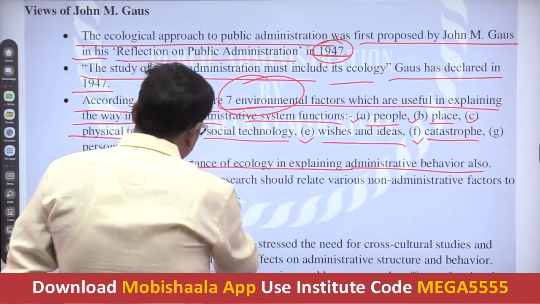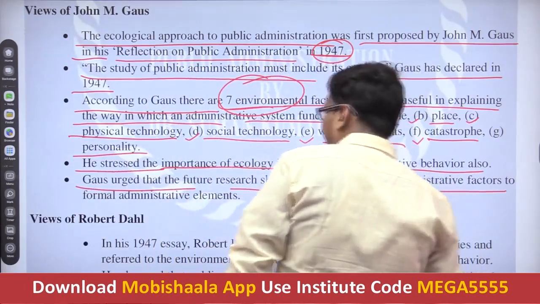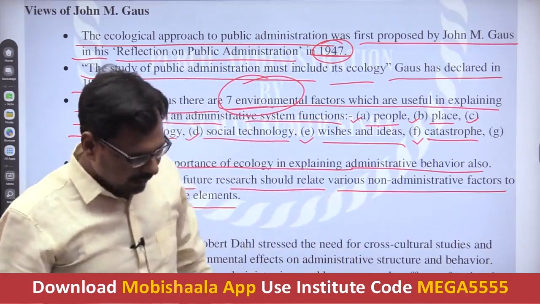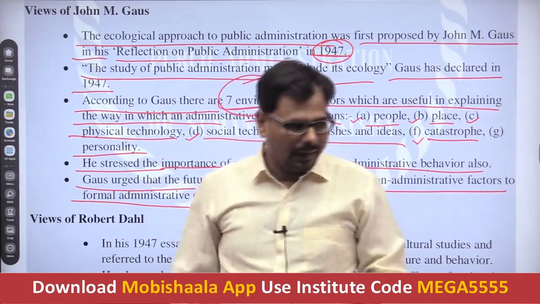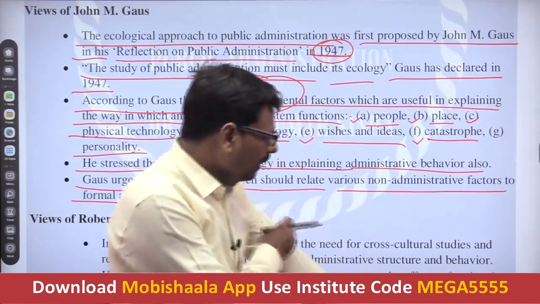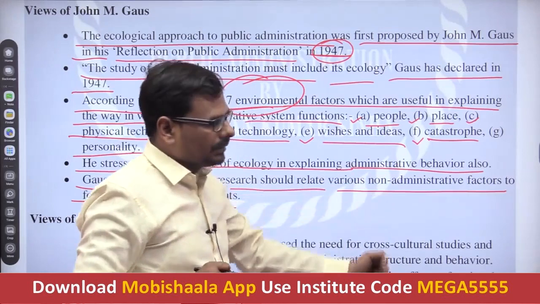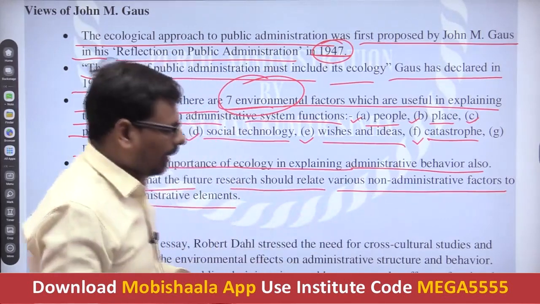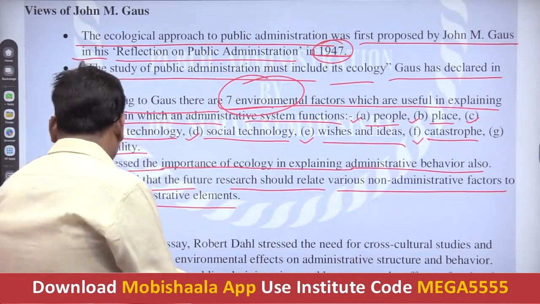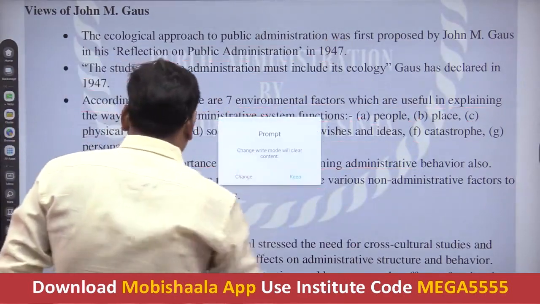Gaus urged that future research should relate the various non-administrative factors to formal administrative elements. If you want to study the formal administrative system, various non-administrative factors, like social and economic ones, also impact the administrative system.